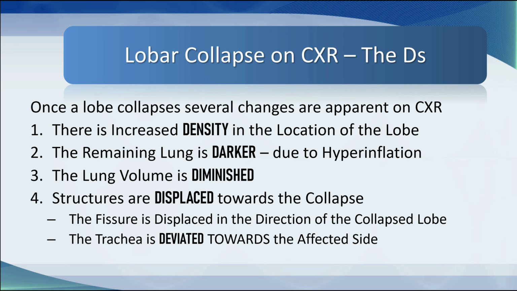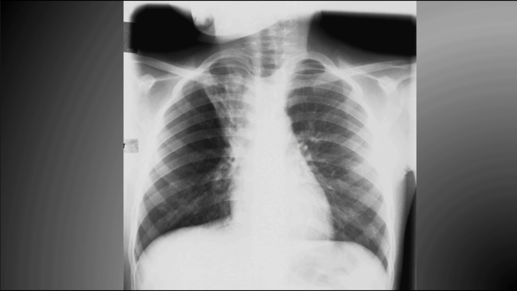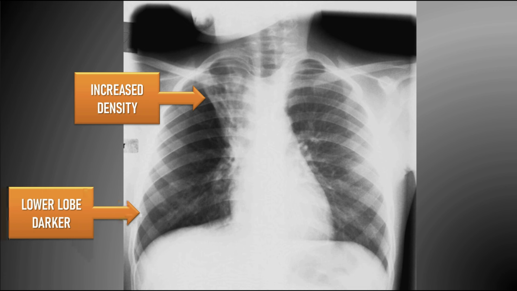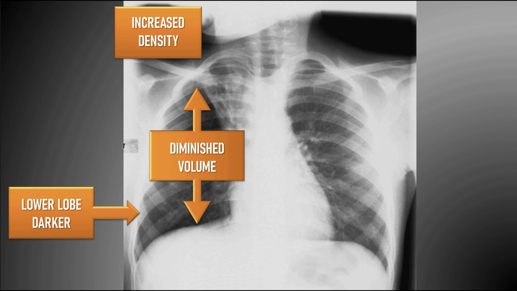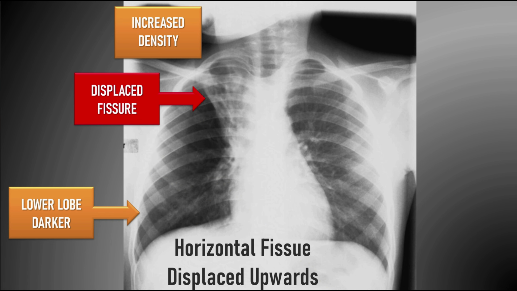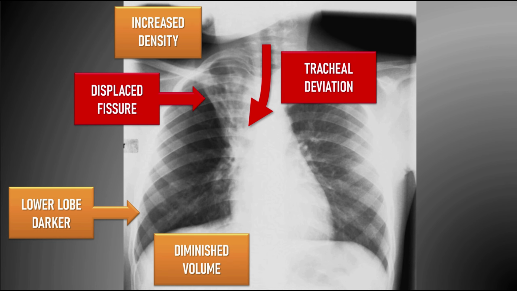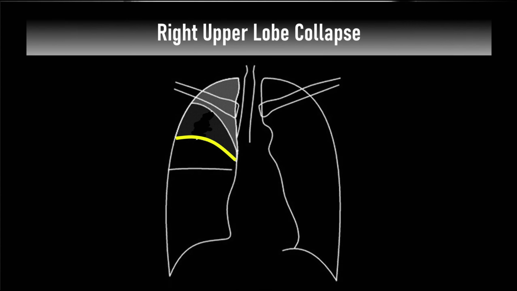Now let's look at a few examples. What do you think is going on in this picture? In this situation, you can see there is increased density in the right upper zone. The lower zone is darker. There is diminished volume, and there is a displaced fissure. This combination, along with tracheal deviation, strongly suggests right upper lobe collapse.